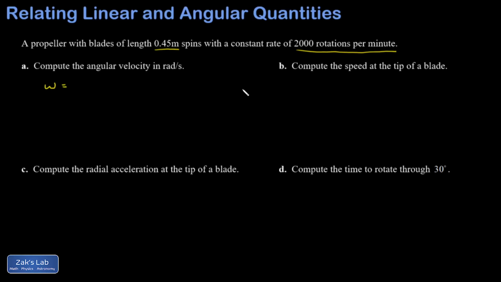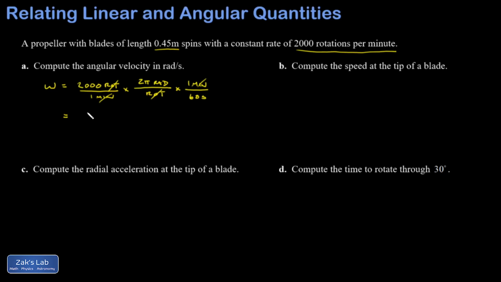So omega is 2,000 rotations per minute. 2,000 rotations for every 1 minute. And I'm going to tack on conversion factors until I get radians per second. So first, there's 2 pi radians in a rotation. Next, there's 1 minute for every 60 seconds. My minutes cancel, and I'm going to have radians per second as my surviving units.